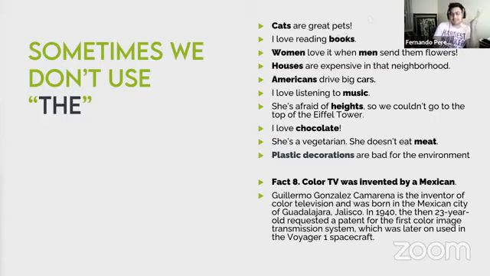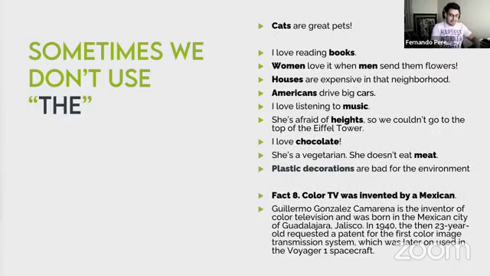All right. Well, we understand, right? Los gatos. En español, tenemos un artículo. El, la, los, las se traduce a the. But then you see this example, and there's no the. If we say that cats are great pets, this is actually incorrect.